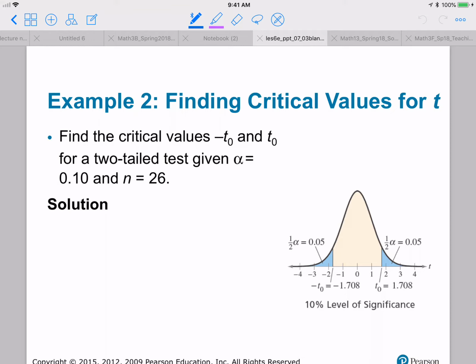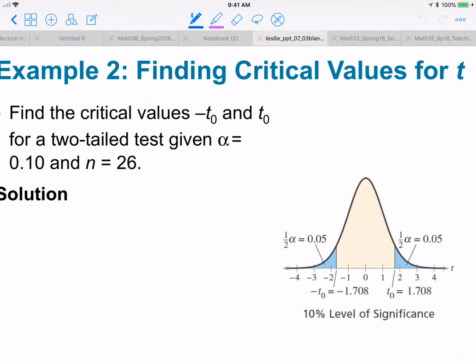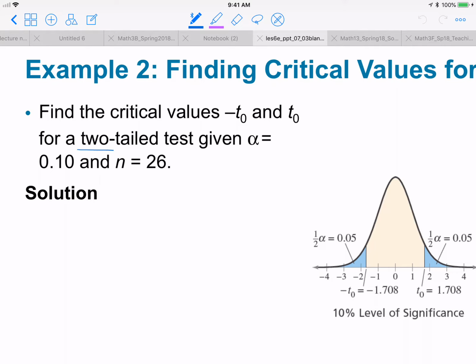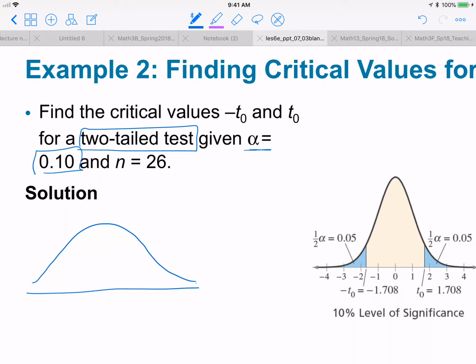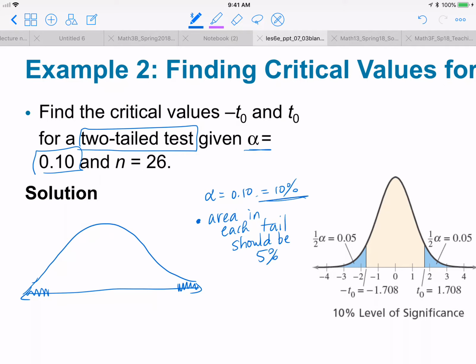Okay. Now, what about here? Let's find the critical values for a two-tailed test. Okay, so we've got a two-tailed test, and we're given that alpha is equal to 10% and n equals 26. Okay, so I sketch, and I'm doing a two-tailed test. So I know that I've got some to the left and some to the right. I've got a left tail and a right tail. Now, if alpha is equal to 0.10, that's the same thing as saying alpha is 10%, right? So that means that the area in each tail needs to be 5%. Why? Because I've got 10% and I need to split it among two tails. Each tail should have 5%.